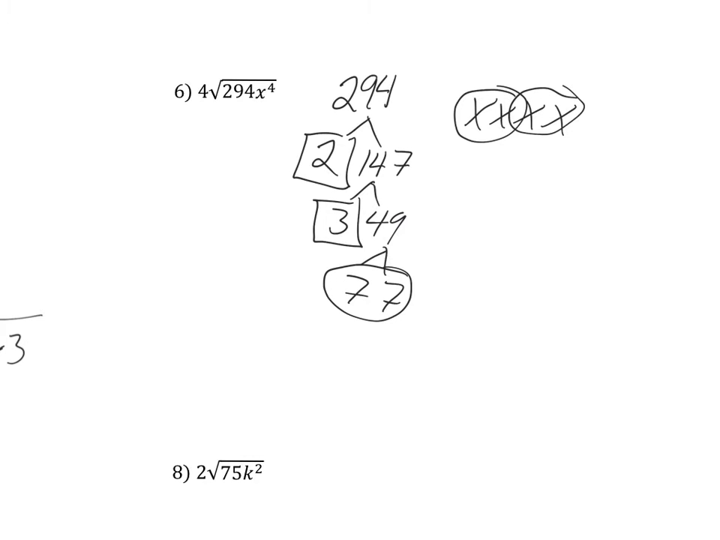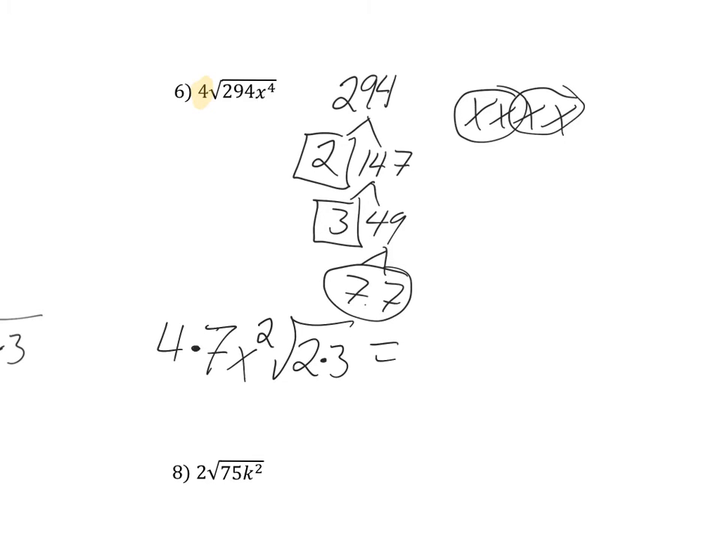Now for this one, make sure you do not forget that we have this 4 sitting up in the front, okay? So we're going to put that 4 first. So the 4 is still there. Times, what else was in a circle? The 7. So 7 x, how many circles do we have around the x's? 2 of them. So x squared radical 2 times 3.